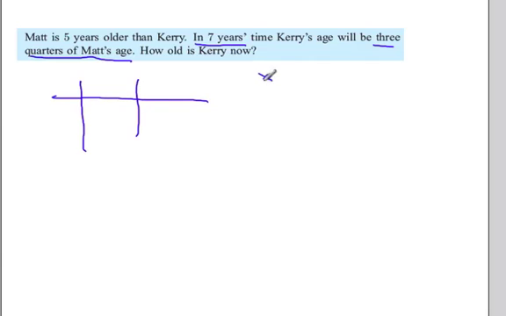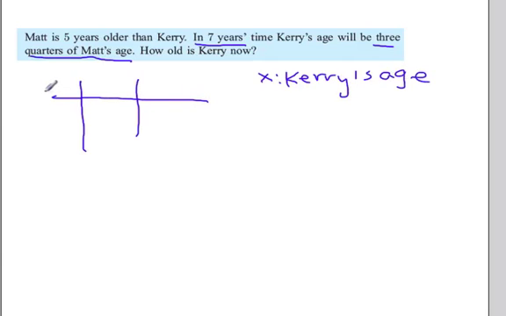Okay, so what we want to know, Matt is 5 years older. Okay, so what's X here? What is it that we don't know? Well, we don't know how old they are, right? We just know that, okay, we're going to let X represent Carrie's age.